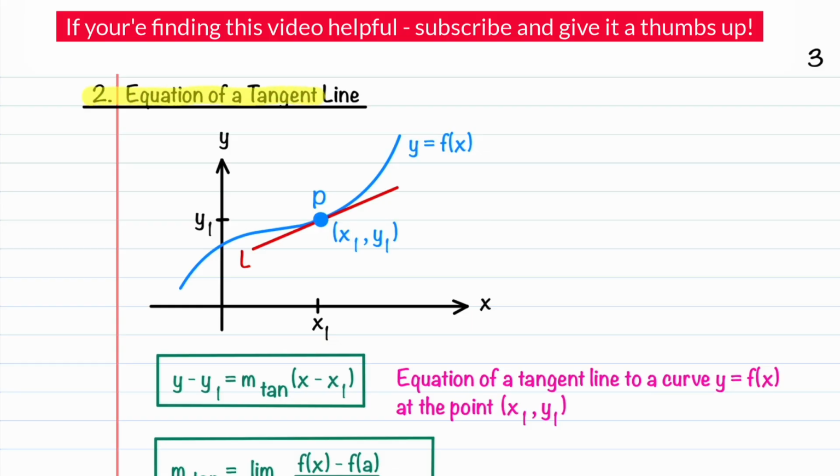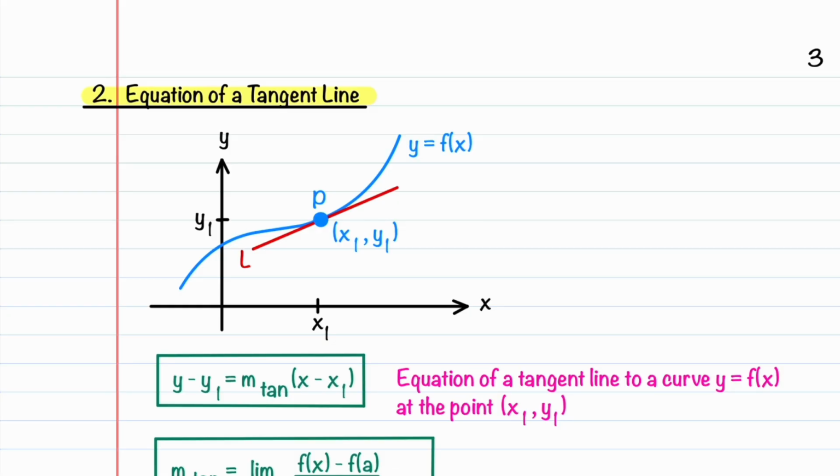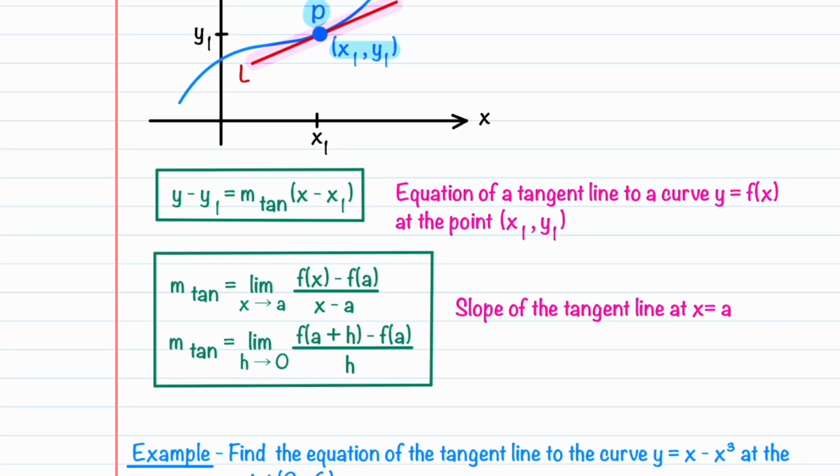We're now going to find the equation of a tangent line to a curve using the limit definition of the slope of a tangent line. Our curve is given as y is equal to f of x, and we're going to find the equation of this tangent line at the point P, which is defined to be x1, y1. The formula for the equation of a tangent line to a curve is given as y minus y1 is the slope of the tangent line times x minus x1. That's a really great formula to memorize.